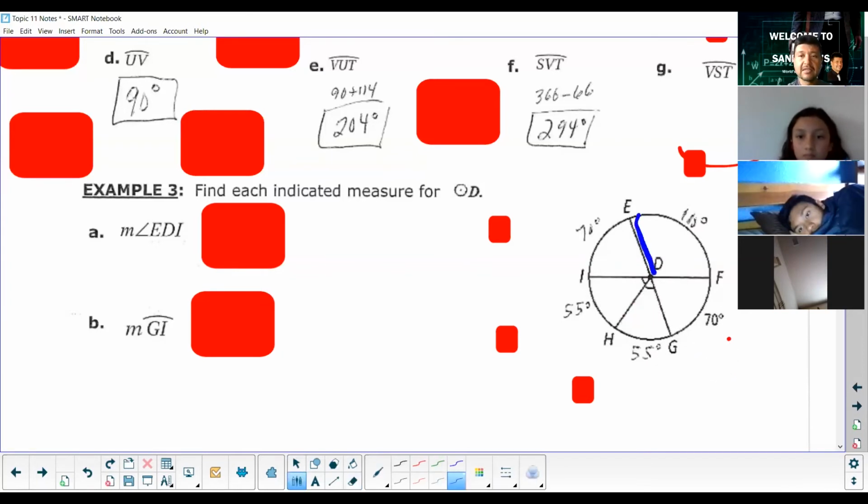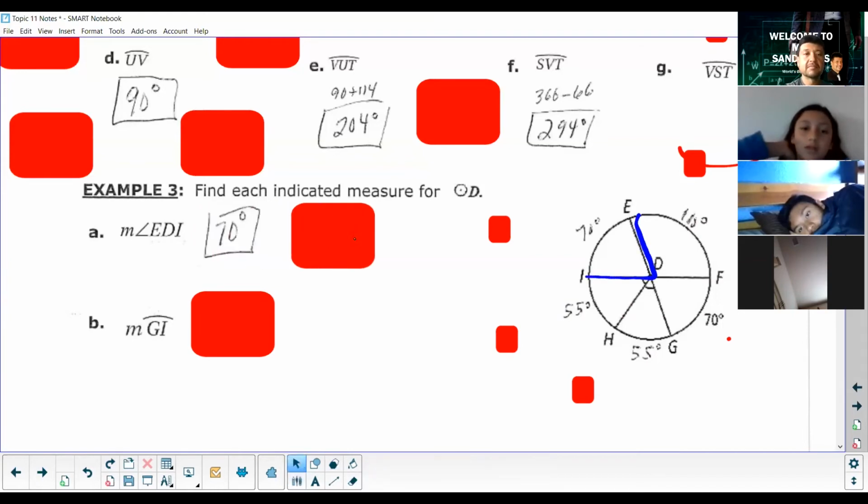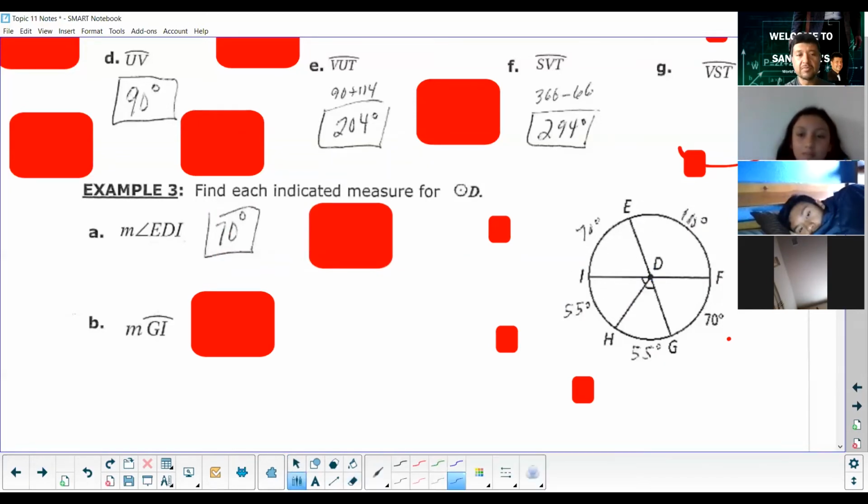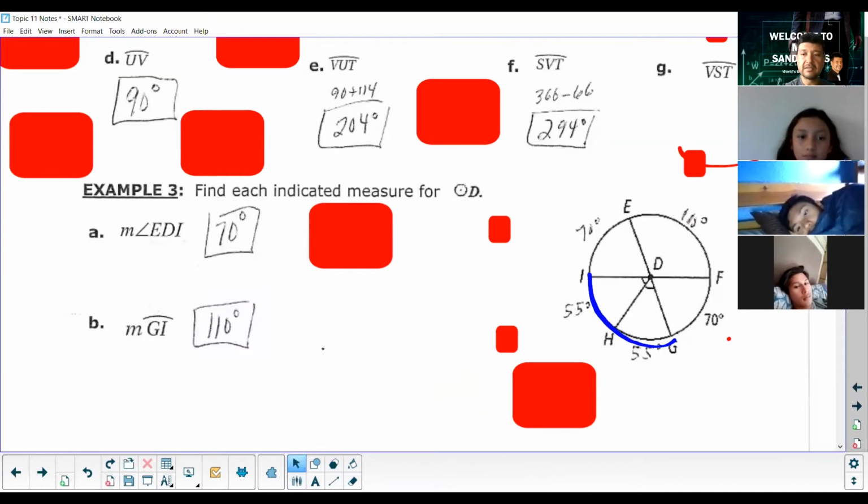Angle E, D, and I. How much is that? That's 70 degrees. Good. All right, Marcus, why don't you go ahead and do the next one, which is the arc measure. Now this is a difference from arc measure. It's almost the same, but it's just 110. Yeah, 110. Good. Exactly. All right. Good. I think that's it for this one.